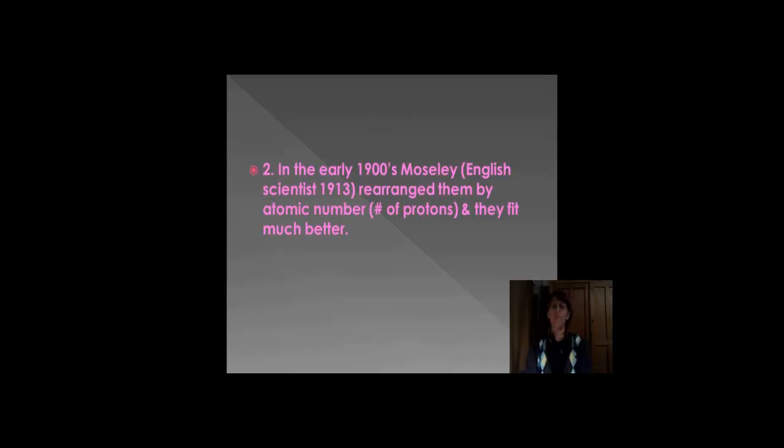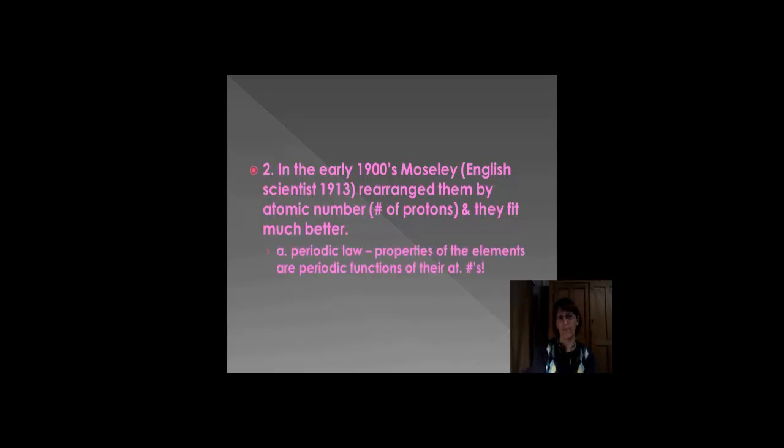All right, number 2. In the early 1900s, a really young scientist by the name of Henry Moseley rearranged them. He actually figured out what all the atomic numbers were for the known elements at the time, and he rearranged everything by atomic number. And what that does is it tweaks it just a little bit so it really works better. So they created at this time the periodic law, which says the properties of the elements are periodic functions of their atomic numbers.